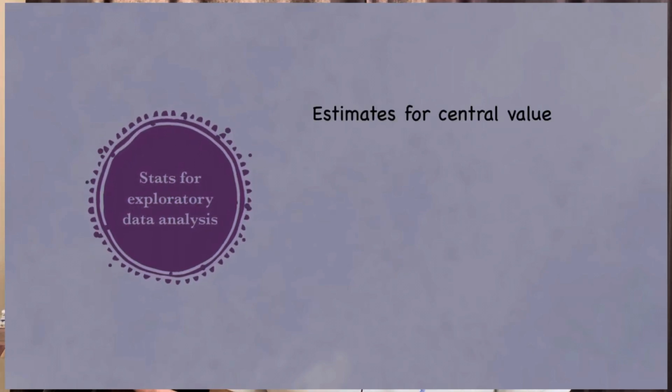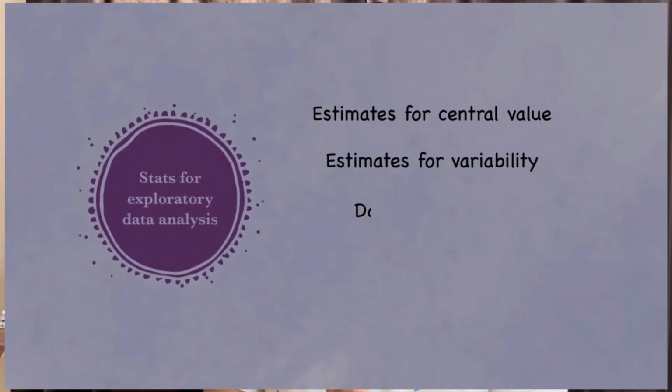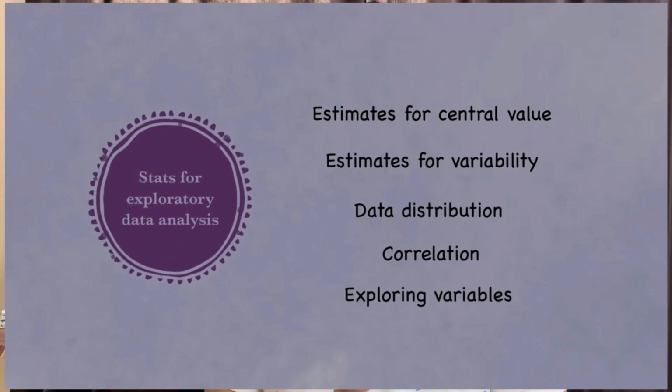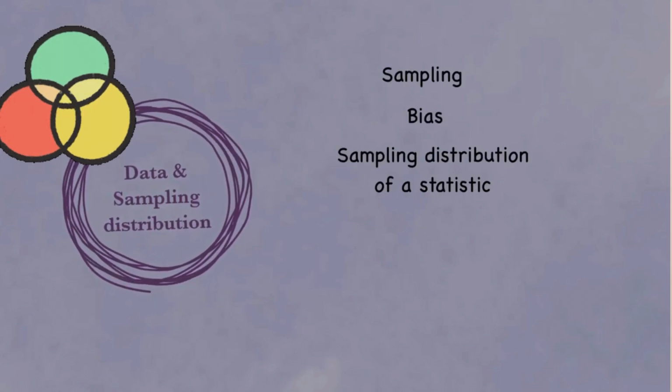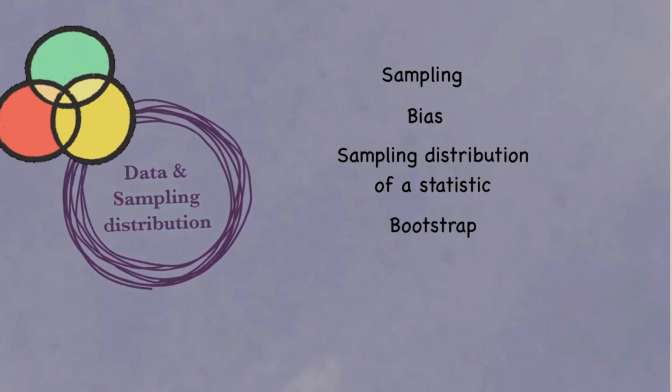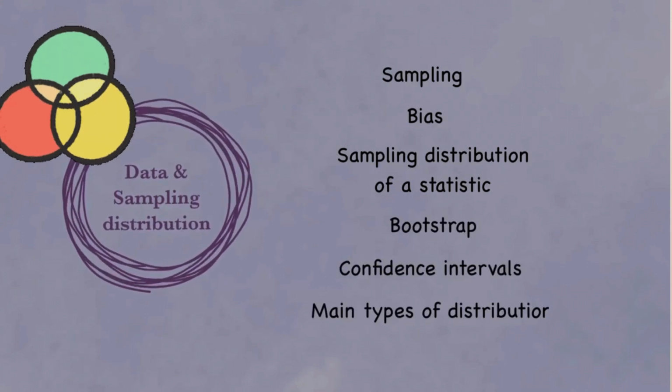That's why I have put together a short list of the basic statistical concepts that are most useful from a data science perspective, and I will also explain why. In this video we are going to cover statistics for exploratory data analysis, where we discuss the estimates of central values and variability, data distribution, correlation, and exploring variables. Next, we look at data and sampling distributions, where we talk about sampling, bias, sampling distributions of a statistic, the bootstrap, confidence intervals, and an overview of the main types of distribution.